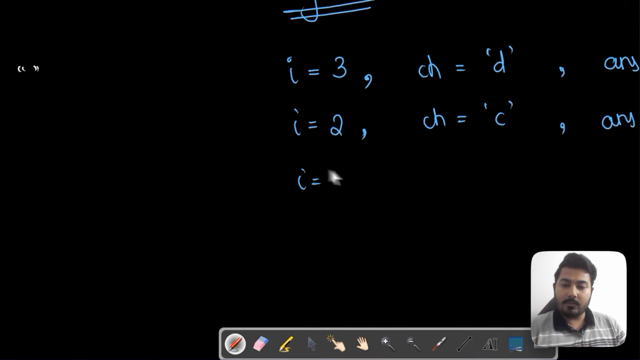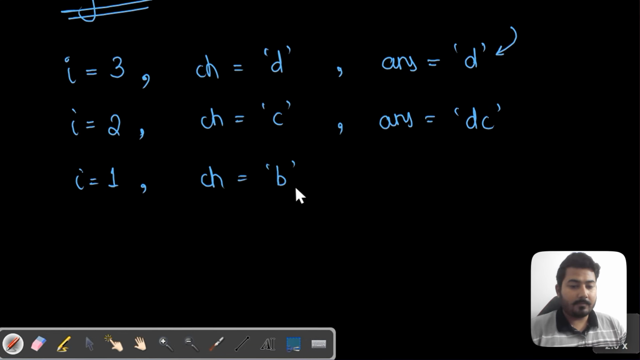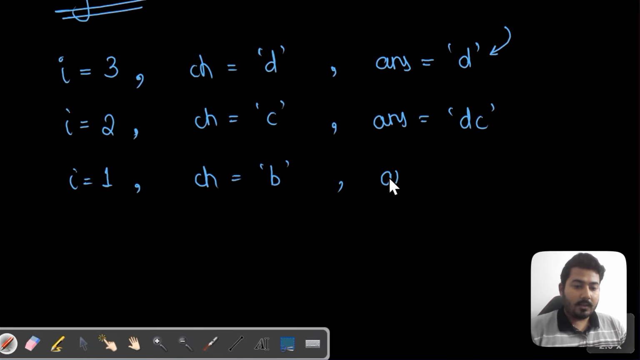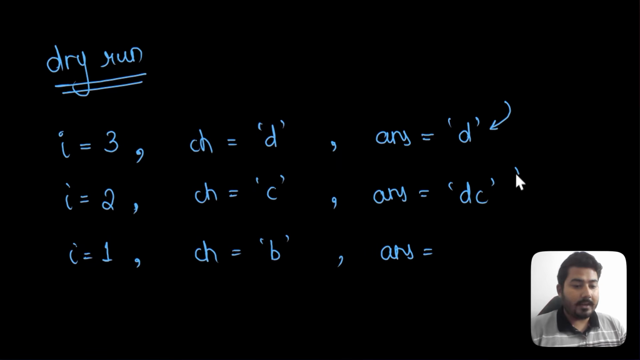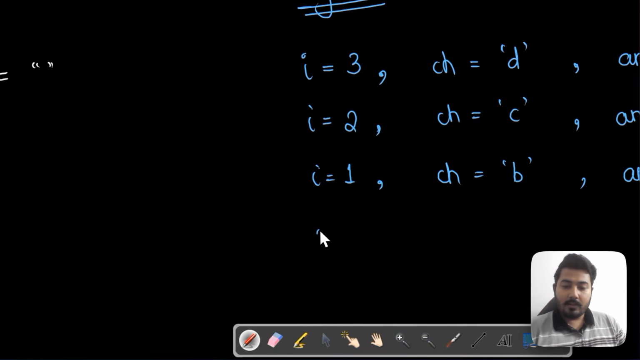Again, traverse to the next element, which is going to be at index 1. What is the character you will get? You will get character B, and insert it in your answer on the right side. This time it will become DCB. Correct? Move one more time.